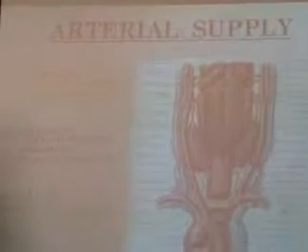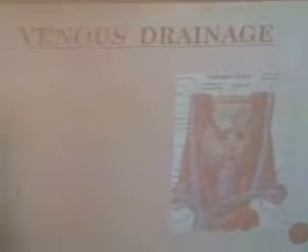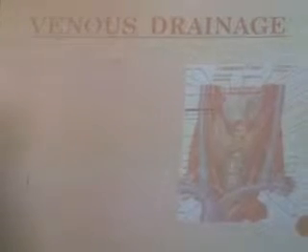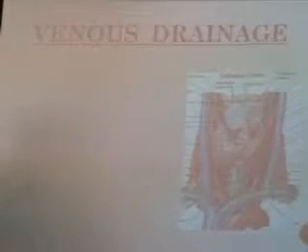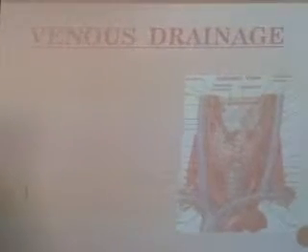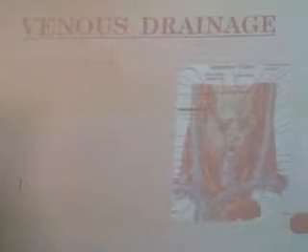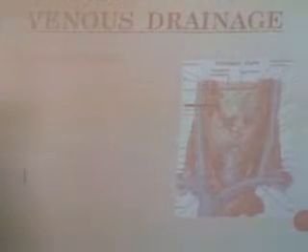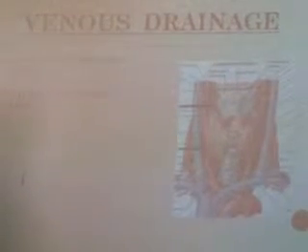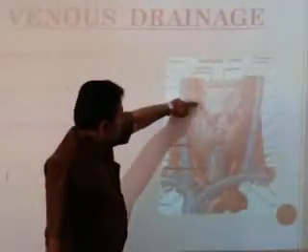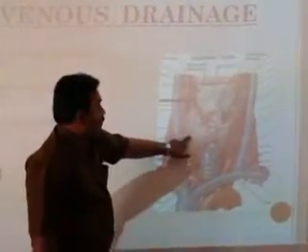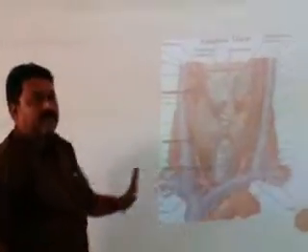Artery and the inferior thyroid. And next is about the venous drainage. It is by the superior thyroid vein, the middle thyroid vein, and the inferior thyroid vein. See here, superior thyroid vein, middle thyroid vein, and the inferior thyroid vein.